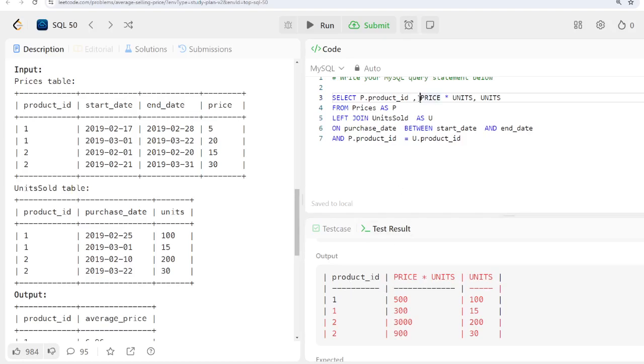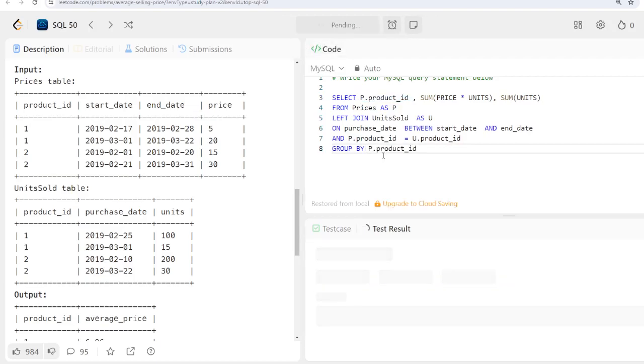So I have to do the sum, and then sum of this units as well. All right, and now when you are aggregating, the remaining column you have to use in group by. So group by this, group by this. All right, and now let me run.